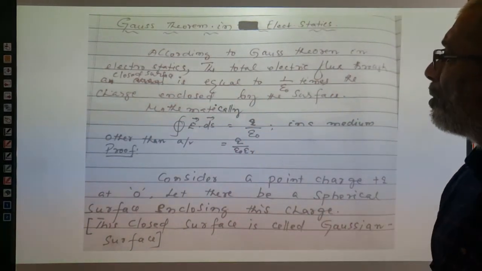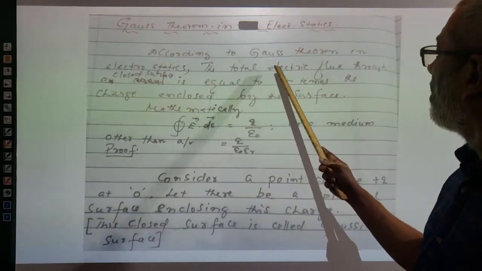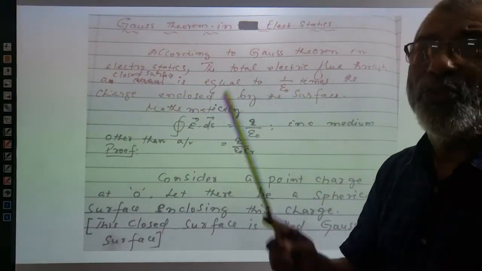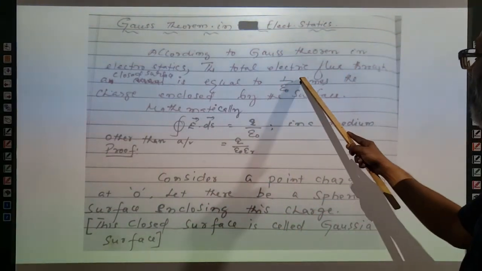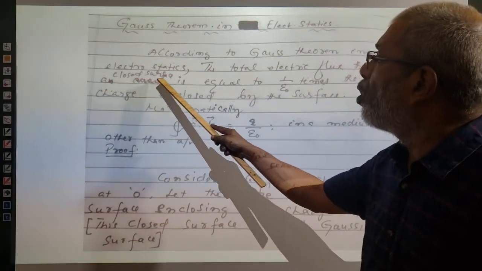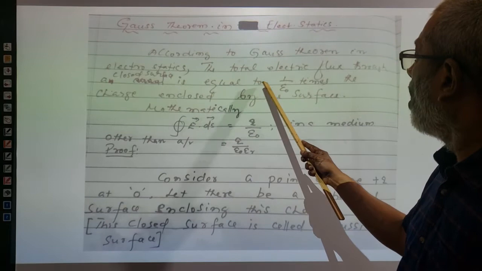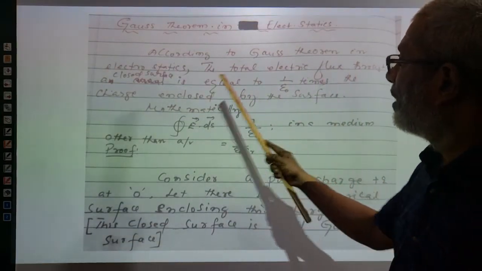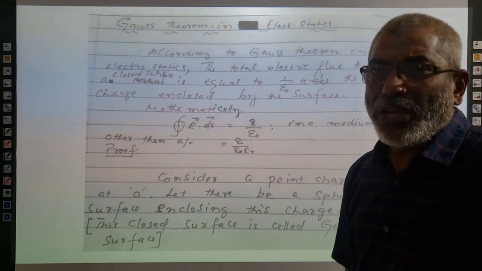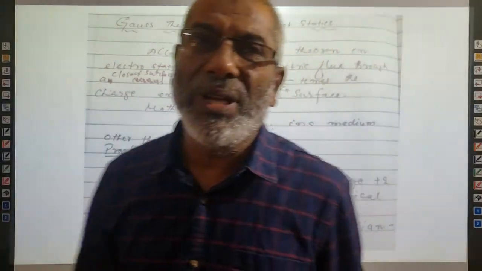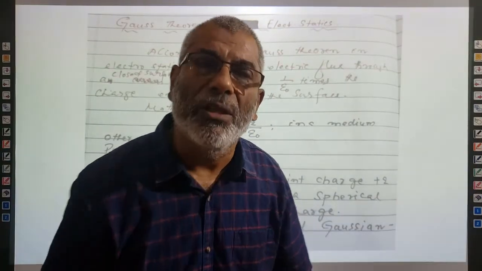Remember the definition also. According to Gauss theorem in electrostatics, the total electric flux, that is phi E, through a closed surface is equal to 1 by epsilon 0 times the charge enclosed by the closed surface. In electrostatics, this closed surface enclosing a charge is called a Gaussian surface.